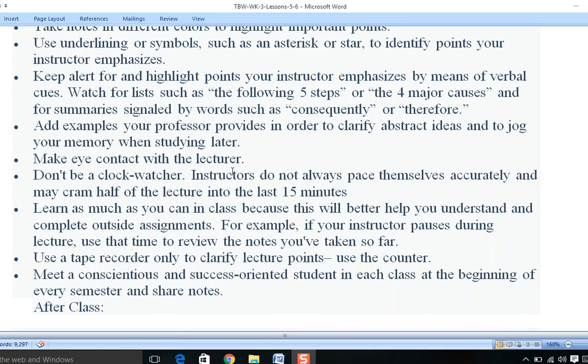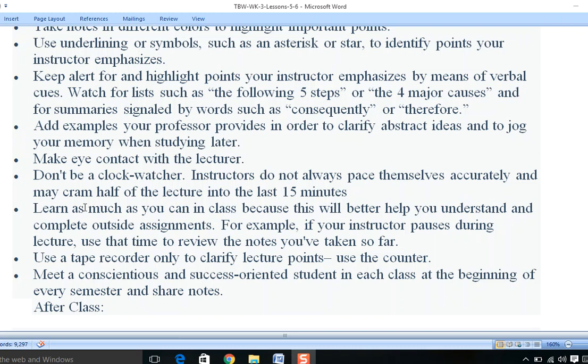Make eye contact with the lecturer. Do not be a clock watcher. Instructors do not always pace themselves accurately and may cram half of the lecture into the last 15 minutes. Okay, it's up to the strategies of the lecturers. Some are wordy, some remain distracted, but when they near the end, they get serious. So a lecture can get serious at any moment.